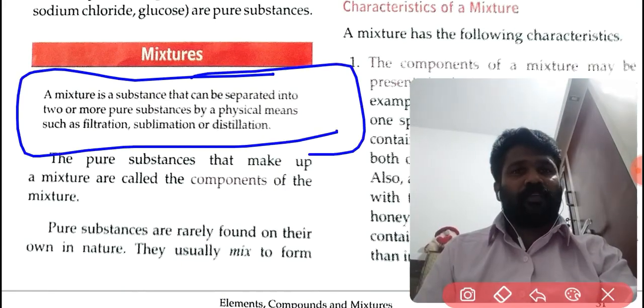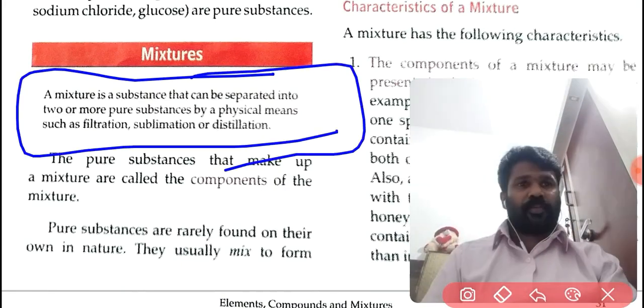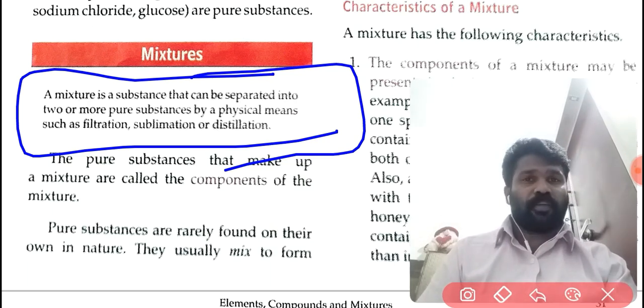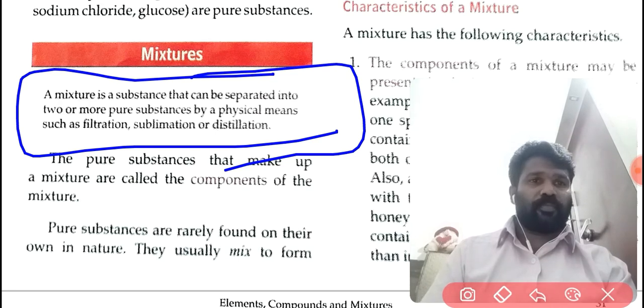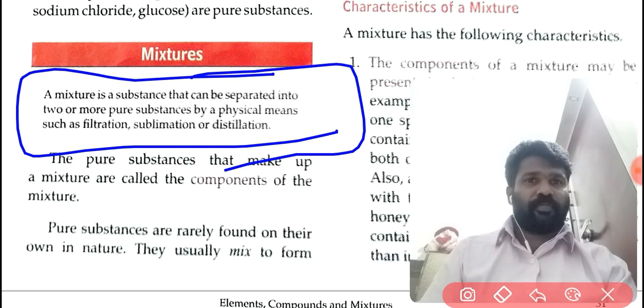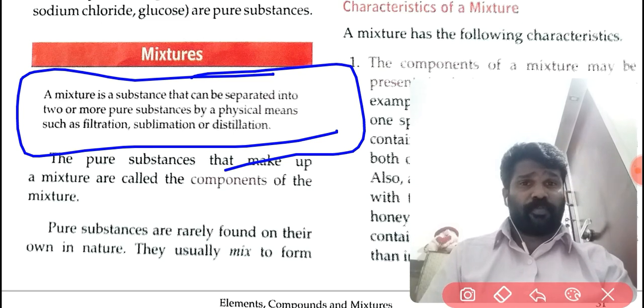A mixture is a substance that can be separated into simpler substances by physical methods such as filtration, sublimation or distillation. The pure substances that make up a mixture are called the components. Thus, the substances contained in a mixture are called the components. Mixtures are made by mixing some substances, and these substances are called the components.